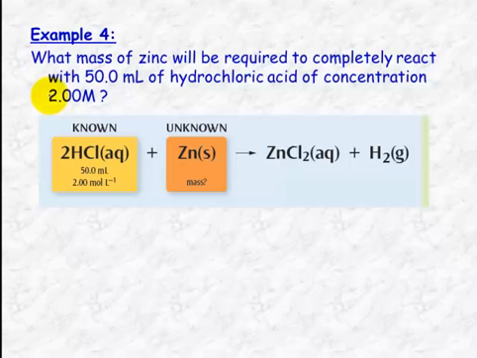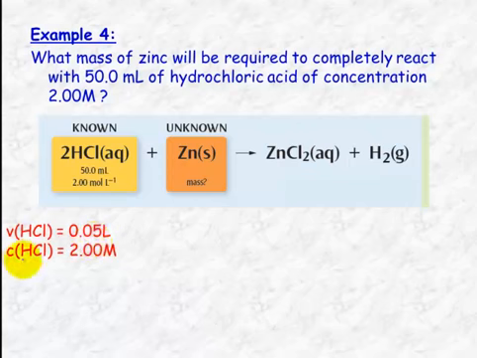It's really important to read the question and to write down the information as it's told to you. So what mass of zinc? So we're asking here what the question mark of zinc is. So write down m equals question mark. Will react completely with 50 ml of hydrochloric acid of a concentration of 2.0 molar. So I'm going to put all of that information down. My volume of hydrochloric acid is 0.05 litres. Remember, volume has to be in litres. And my concentration is 2.00 molar.